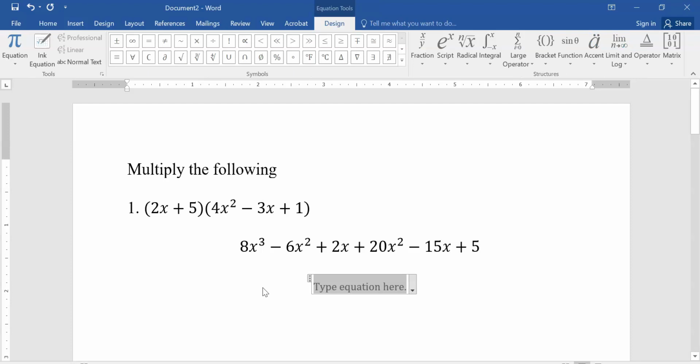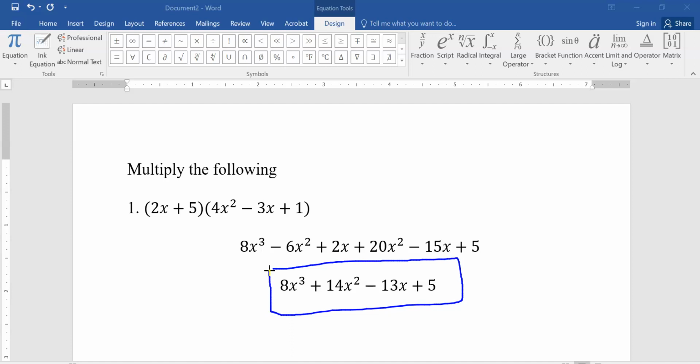So now let's go ahead and combine like terms. The 8x to the third, there's no other x to the thirds around. The minus 6x squared and the plus 20x squared combine to give you plus 14x squared. Plus 2x minus 15 can combine to give you minus 13x. And then that plus 5 is all by itself. So that is your final answer. So this polynomial here is the final answer to problem number 1. We've simplified it up to a point where there's no like terms to combine.